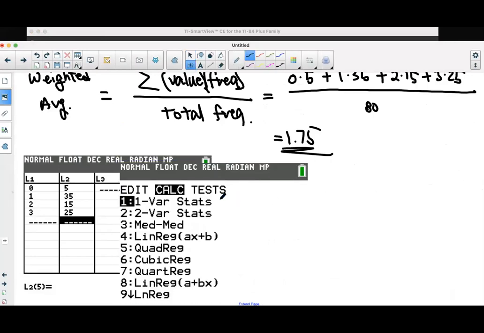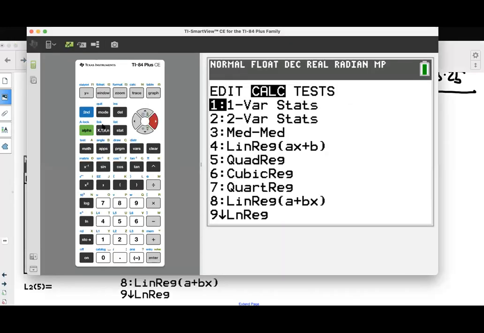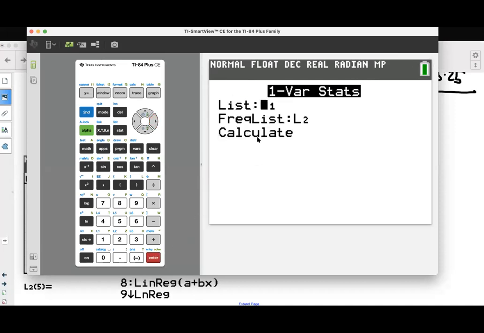Even though I fill up the two columns, I'm using one var stat because, as you can see, the second column is the frequency. Frequency is not another variable. In fact, it just describes how many of the first one I have. So it's still one variable stat. Press enter. In my case, list one is the value. That's the value. Frequency is L2. That's how I set it up.